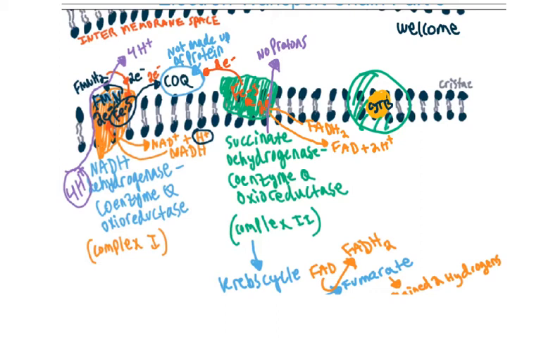So let's say this is complex 3. Complex 3 was named, if you remember, coenzyme Q cytochrome C oxidoreductase, and it had a cytochrome B component inside it. The cytochrome B component had iron bound to it in its 3+ oxidation state. And we said that coenzyme Q transferred those electrons to coenzyme Q cytochrome C oxidoreductase, or complex 3.